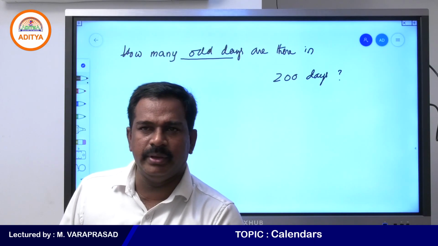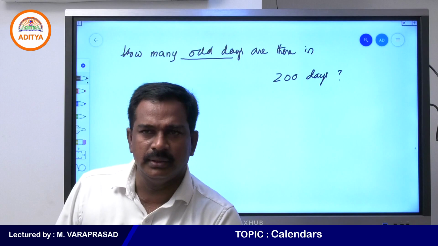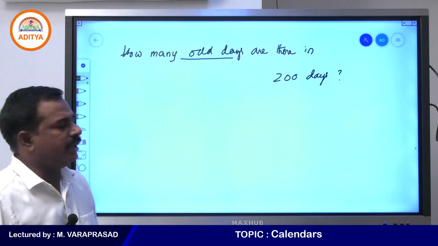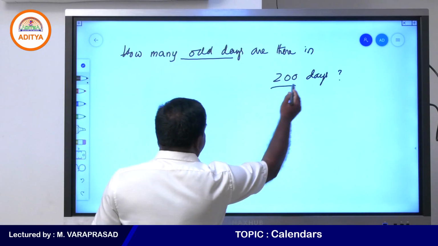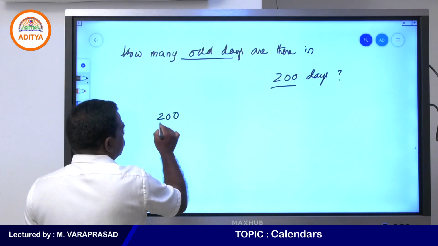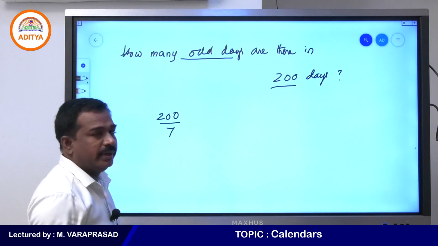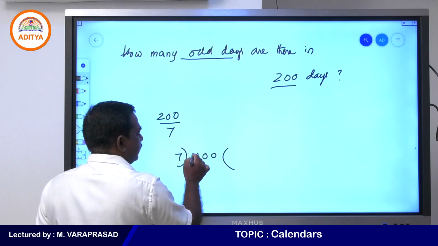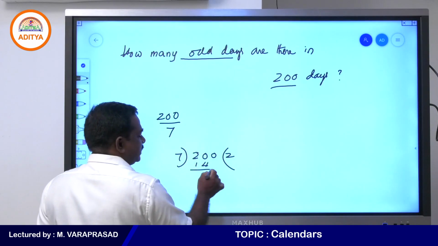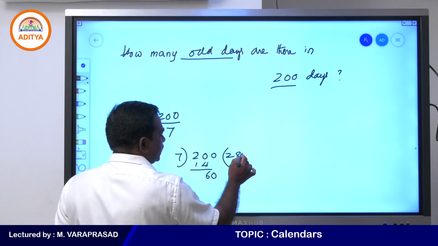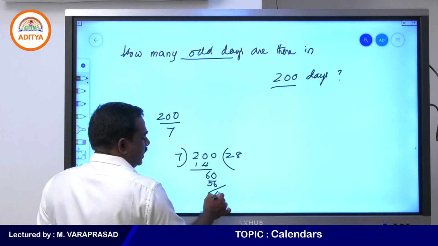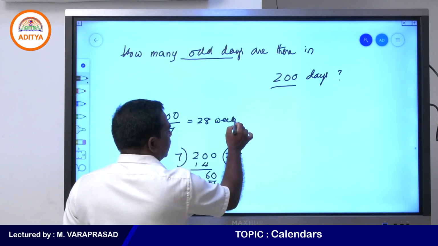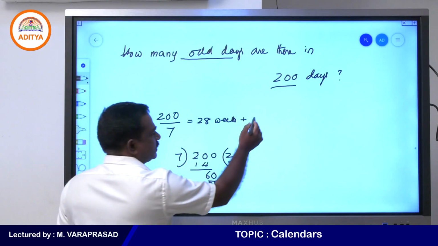Divide 200 by 7. How many weeks will you get? 200 by 7: 7 2s are 14, 6 remains, 60. 7 8s are 56. So you get 28 weeks exactly plus 4 odd days.